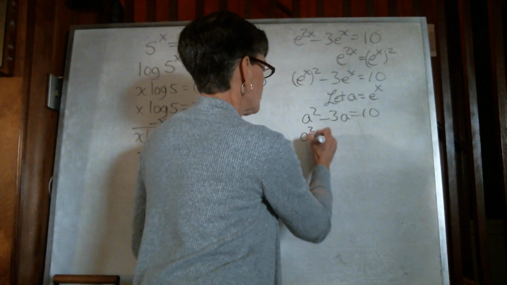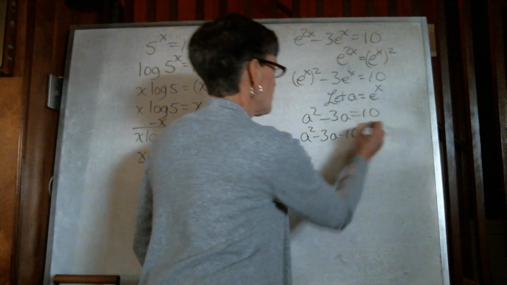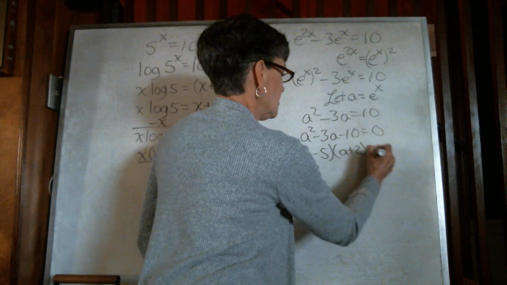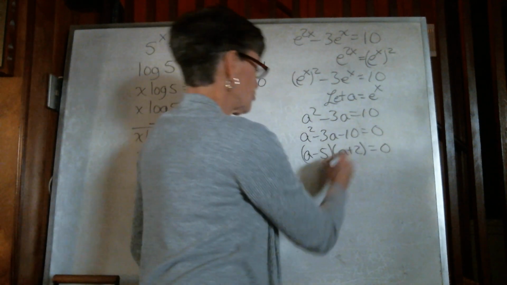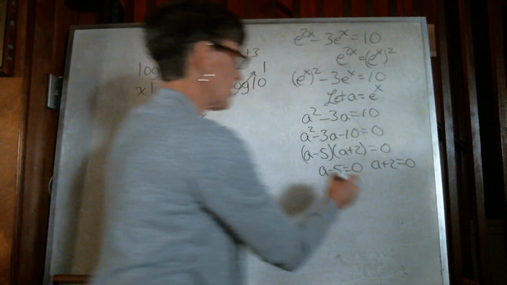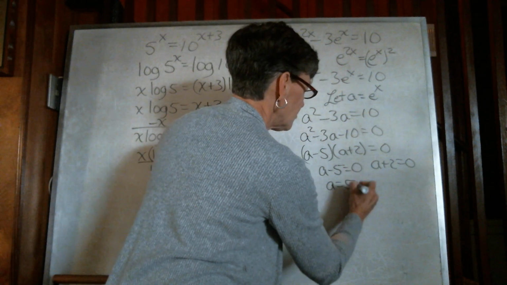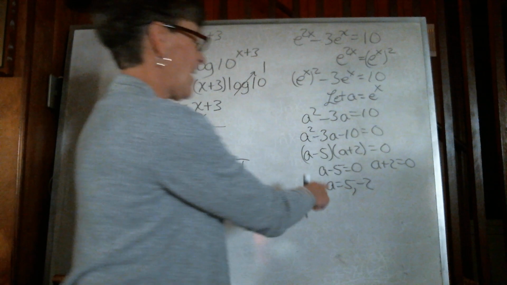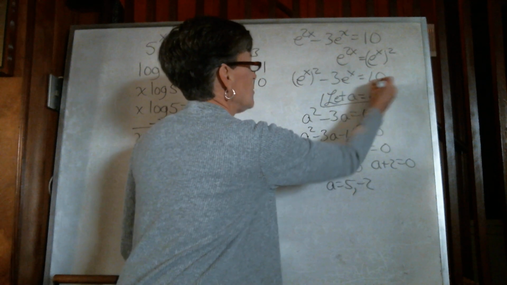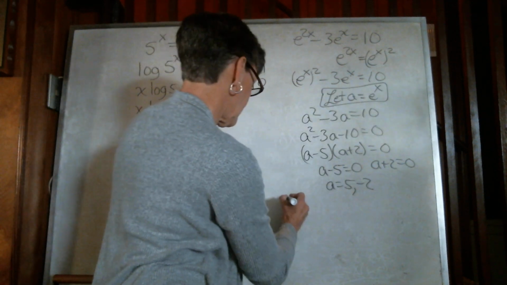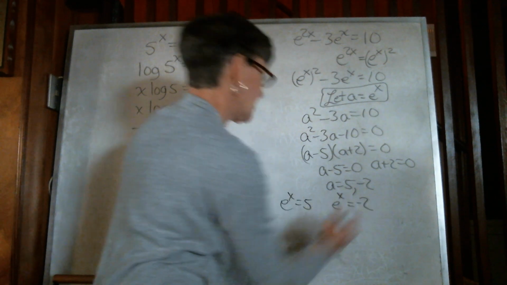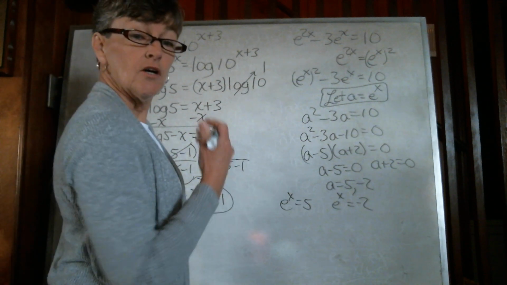Bring the 10 over, a squared minus 3a minus 10 equals 0. It's easy to factor. A minus 5, a plus 2 equals 0. Multiplicative property of 0 says this is true when a minus 5 equals 0 or a plus 2 equals 0. So this is true when a is 5 or negative 2. Well, a is not my original variable, x is. And it turns out that a equals e to the x. So I'm going to replace a with e to the x here. e to the x equals 5, and e to the x equals negative 2.